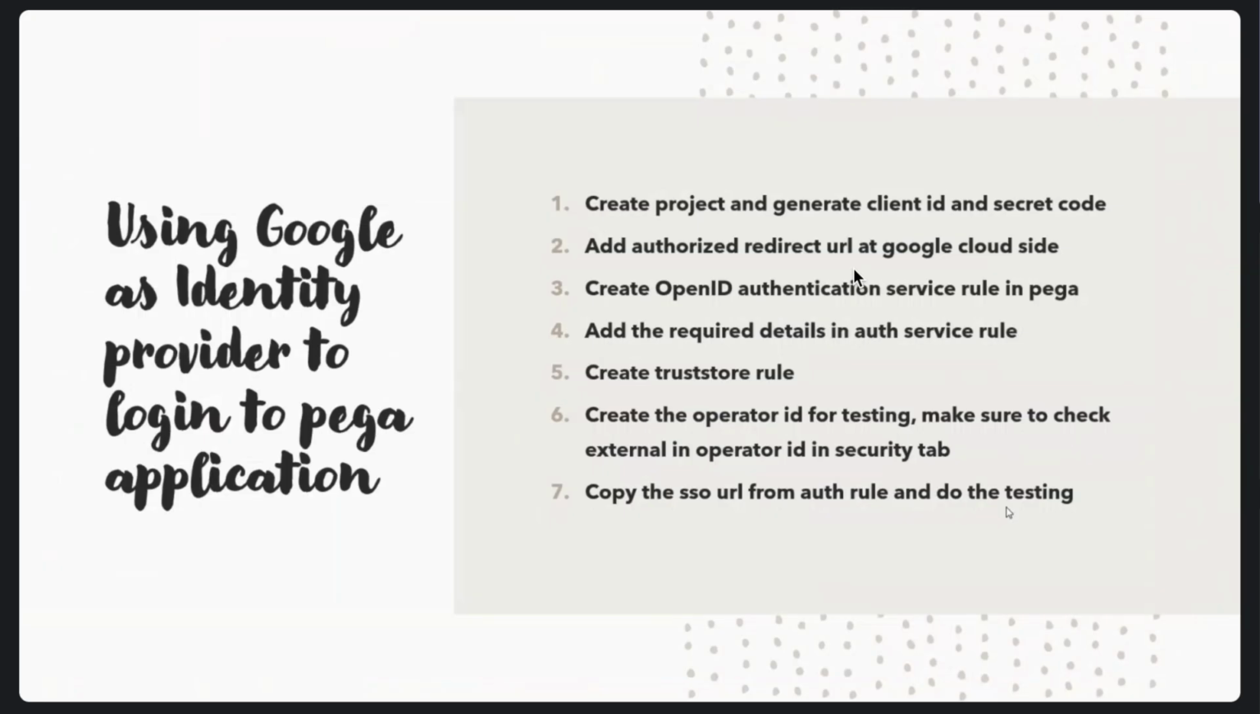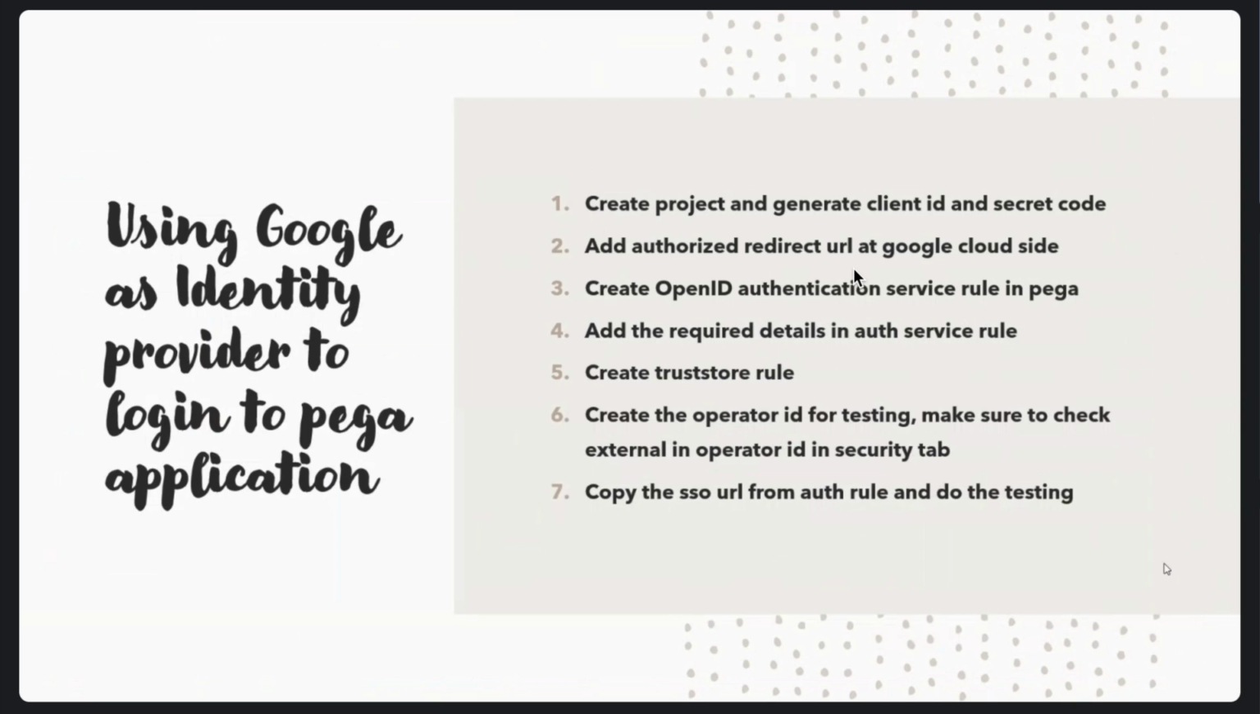Okay, so what are the steps for using the Google identity provider to log into the Pega application? The very first step is we need to create a project and generate a client ID and secret code inside Google. We need to log into the Google Cloud Console, and there we need to create a project. If you have seen this kind of thing, either if you want to use Google Maps or Facebook apps, we need to create the application there. Similarly in Google Cloud, if you want to use their services as an identity provider, we need to create a project there. I'll not show the whole steps, you can find them out.